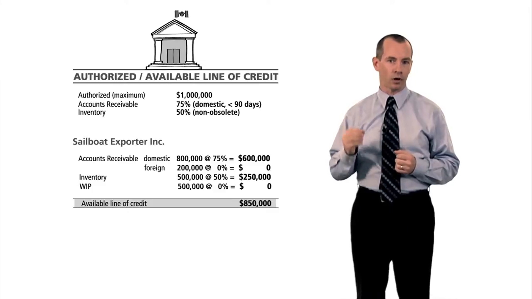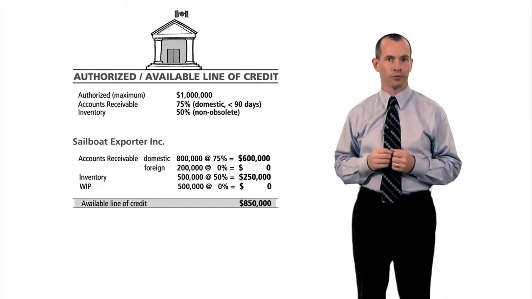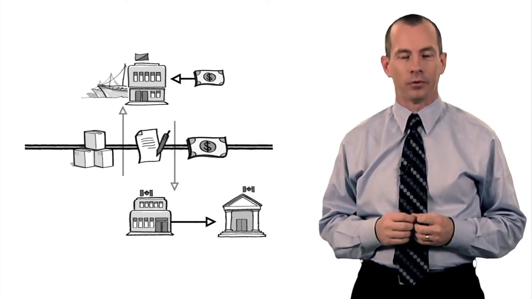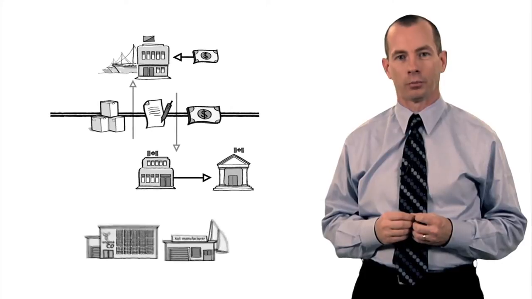Assuming the exporter has not borrowed the whole amount, the remaining $150,000 required to complete the contract can be borrowed using this line of credit.